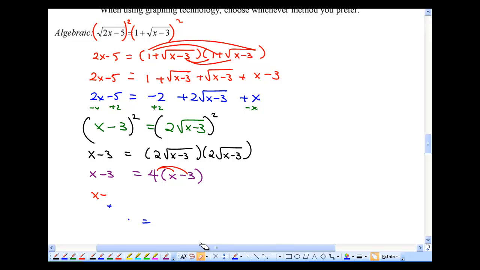What did I forget to do? That's right. I forgot to square the x minus 3. Sorry about that. We will go and distribute this as well. X squared minus, I think, 6x plus 9.